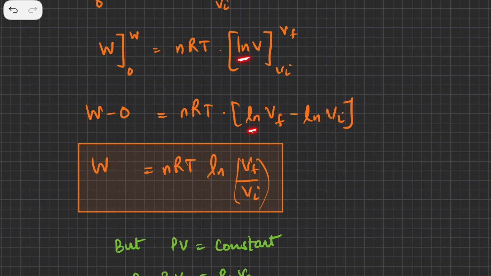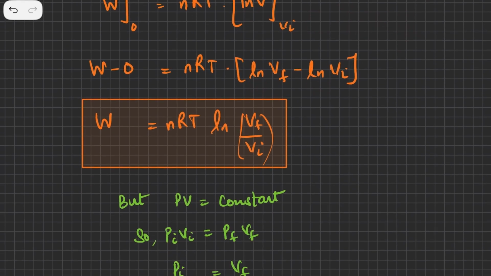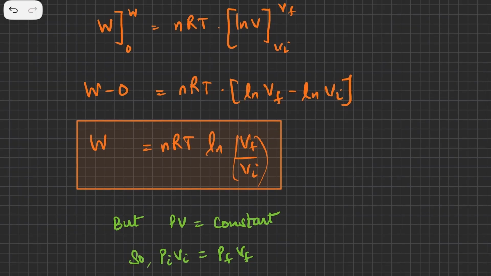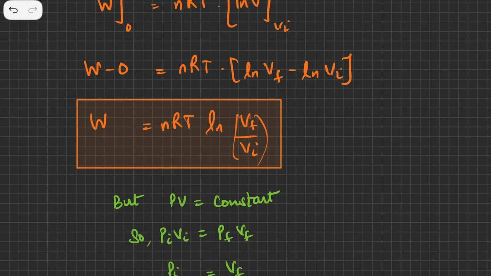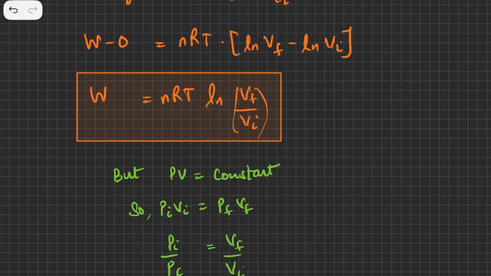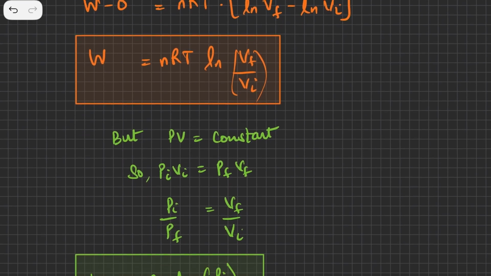Mind you, here keep the functions. Do not do it like this, log of vf minus vi. This would be a wrong step in math. So this is what integration looks like. Now w minus 0 is w, nRT as it is, and we know the property of log, that log of a upon b is equal to log of a minus log of b. So we can just invert this. So log of vf minus log of vi would be log of final upon initial. So this is a property of log which we have used in a reverse manner.